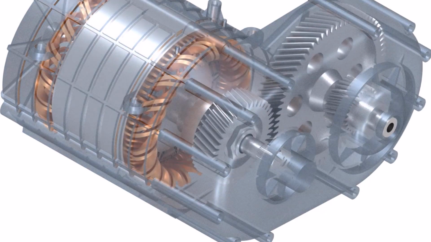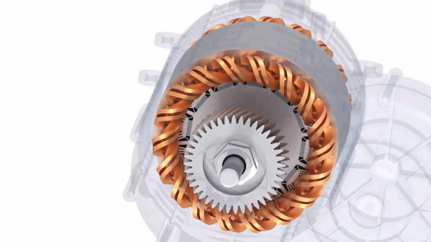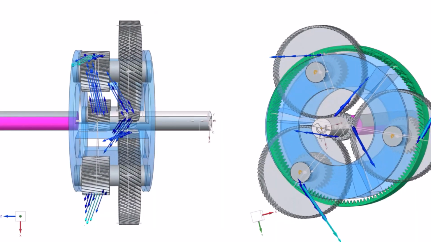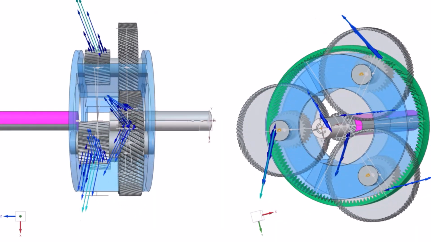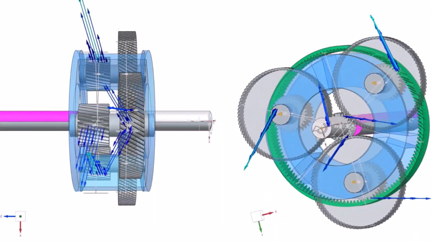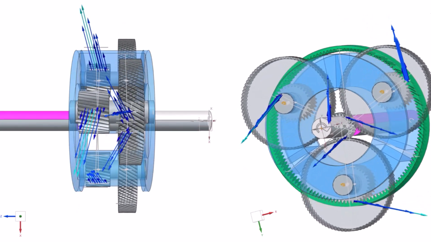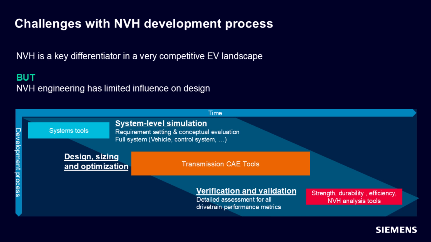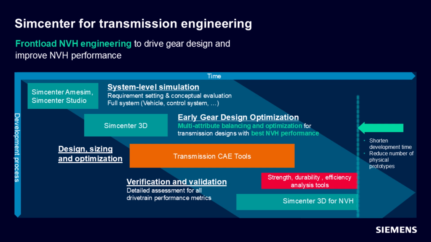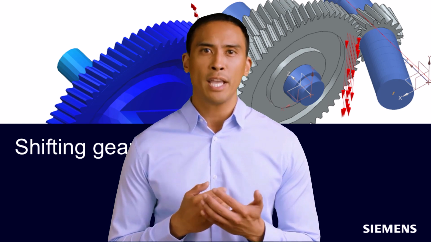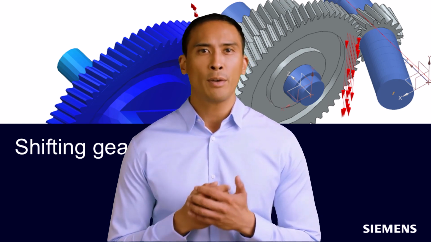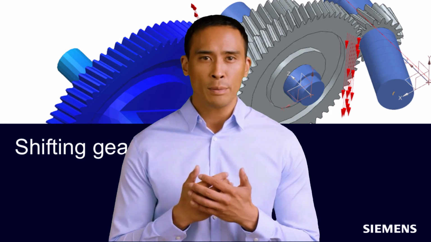As gear train transmission architectures are becoming more diverse to accommodate various types of new vehicle powertrains, an automated process of designing gear trains to achieve the targeted performances has become of key importance. Since NVH performance is a key differentiator in a very competitive EV landscape, it's important to front-load NVH engineering early in the design cycle. Designing optimal gear geometry was typically a multi-tool, error-prone process that took too much time.